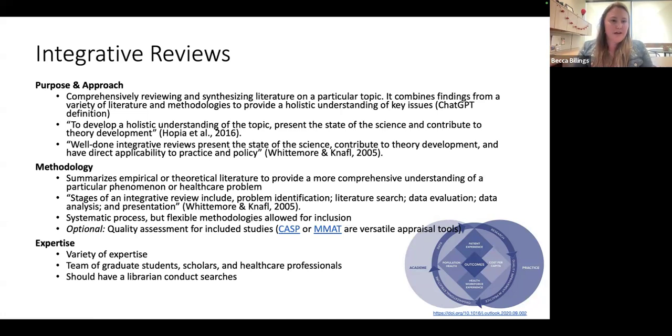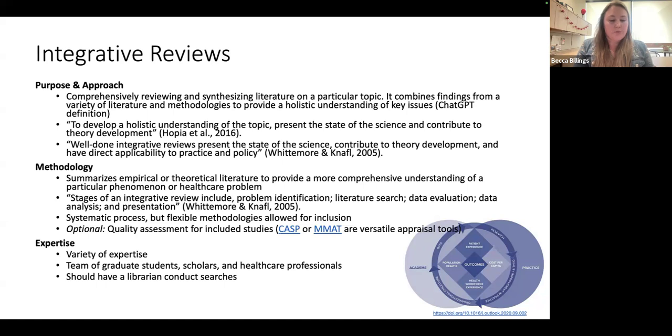There are not a ton of publications on conducting narrative or integrative reviews. But the seminal article is going to be Cornucopia and the Whitmore and Knopfel. So what's unique about the integrative reviews is it gives a holistic approach and it looks at a variety of evidence to help answer questions. And this is one of the few review types that allows you to do this.